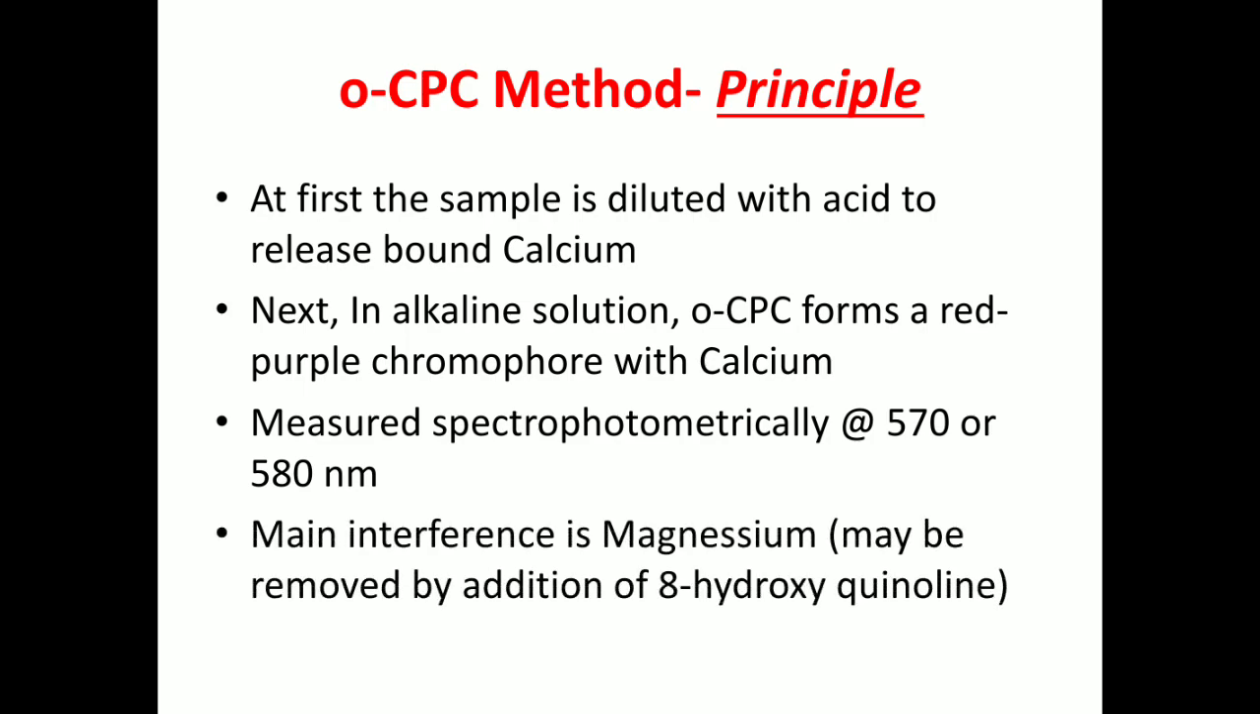The main interference in this method, if you can remember, is magnesium. Why? Because magnesium can also bind with OCPC to form a similarly colored complex, so it can give a false positive. If you have a very high level of magnesium, that can interfere with the binding of calcium. How can you remove or correct this interference? You have to add another reagent, 8-hydroxyquinoline, in the reagent, and then it will stop magnesium from binding or interfering with calcium binding.